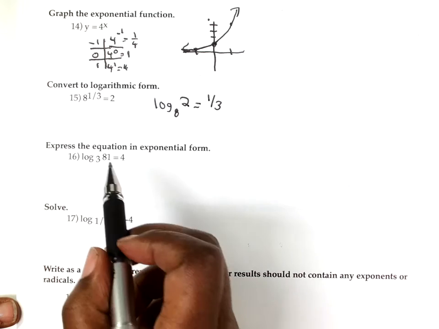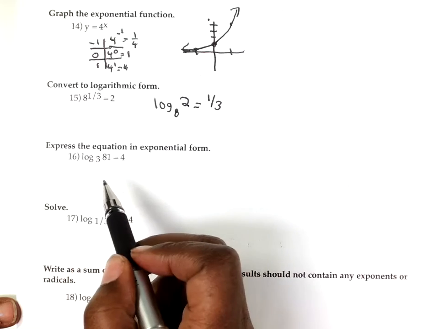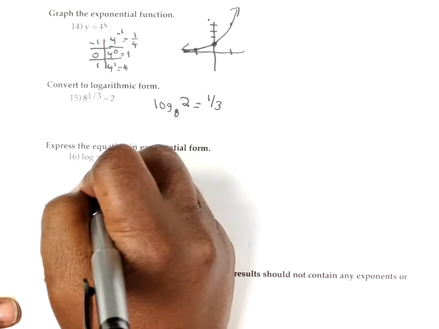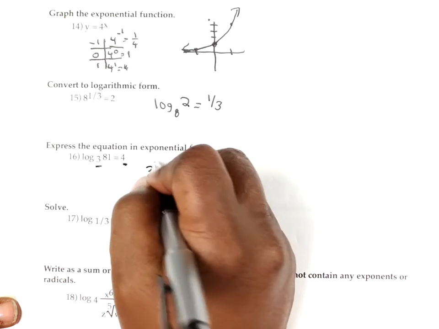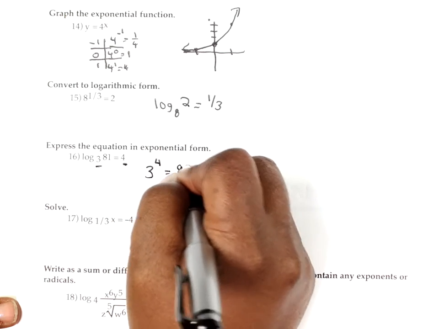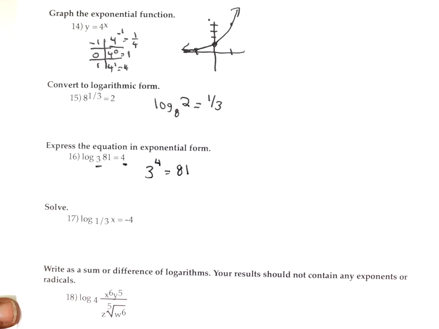16, we have a logarithmic, and we want to express it as an exponential. So again, this is the base, and this is the exponent. So 3 to the 4th power is equal to 81.